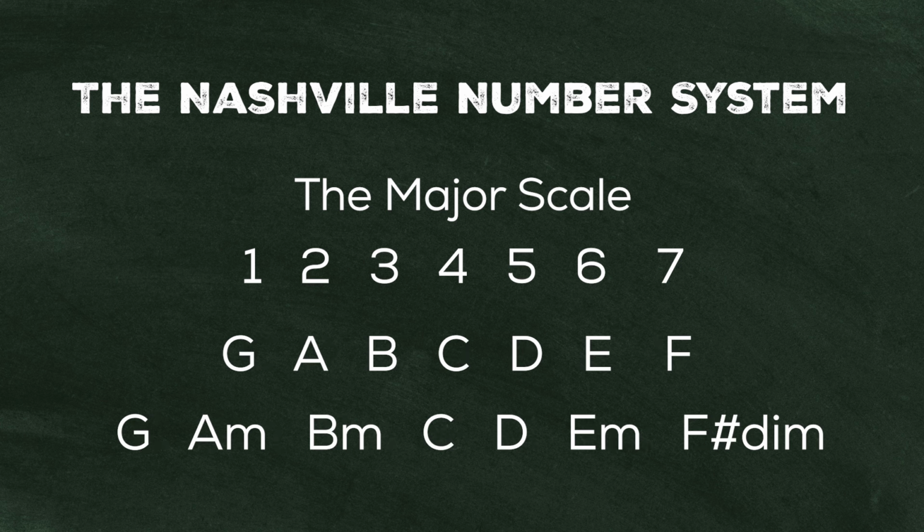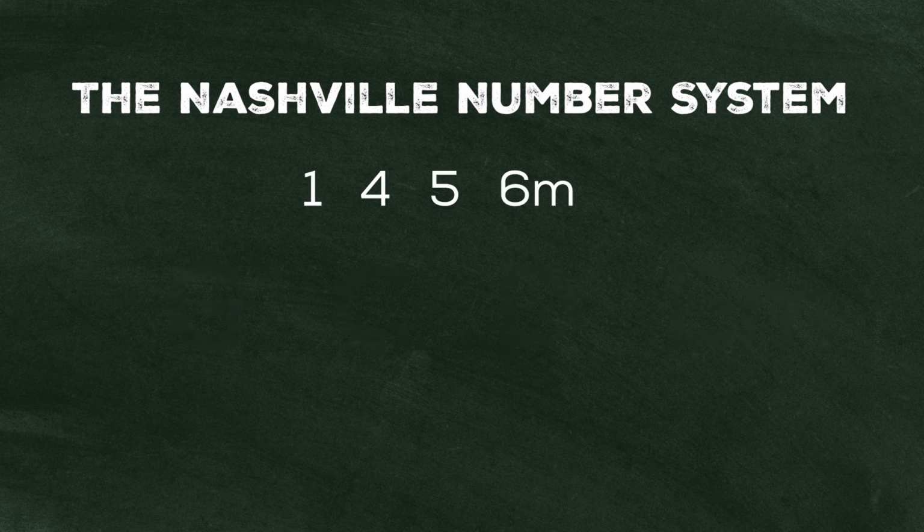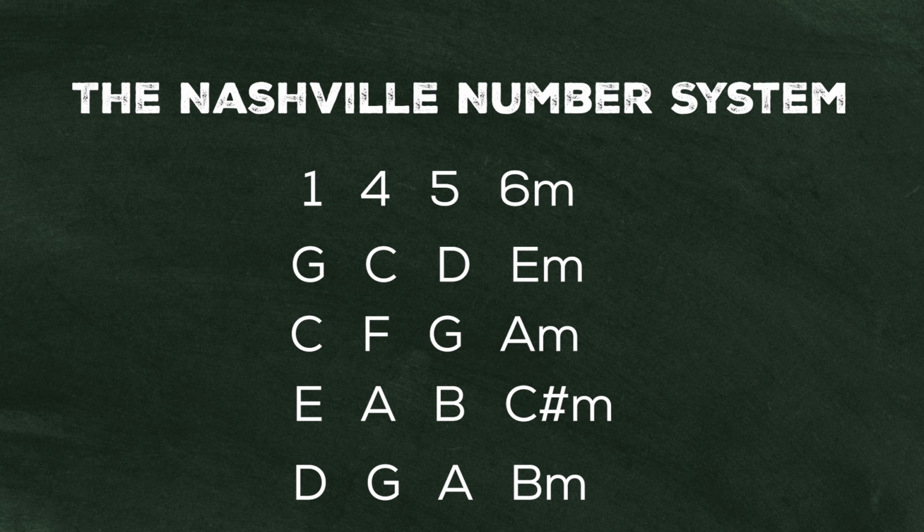In the key of G, the 1 would be the G, the 4 would be the C, the 5 is the D, and the 6 minor is E minor. There are more chords than these in the chord scale, but right now all we're going to be focusing on is these 4 chords. The Nashville numbering system makes it super easy to play the same song in any key by just following the number pattern. This is important because these chord progressions are the same for every key.